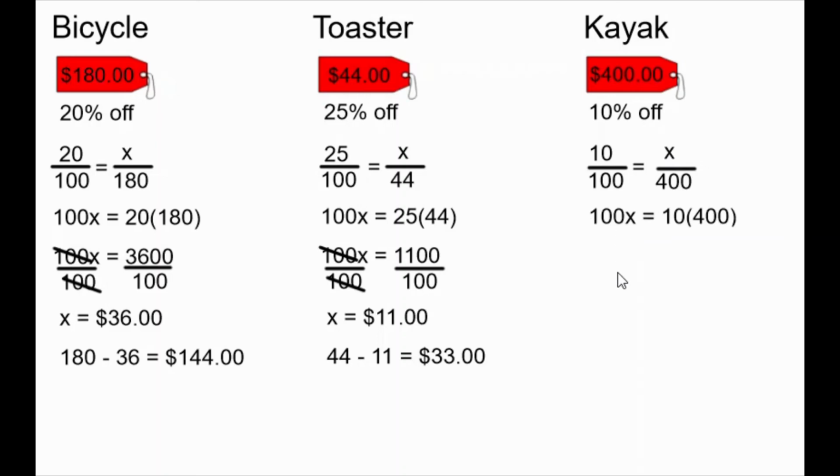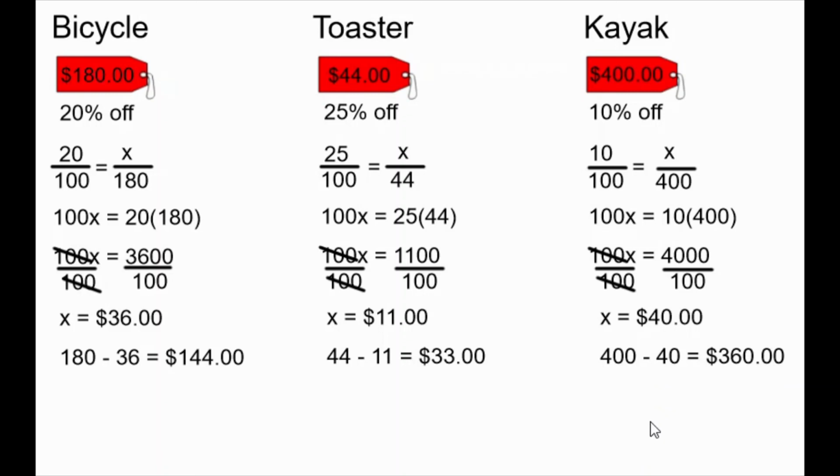We simplify the right side, we have 100x equals 4000. But we have to isolate our variable, so we divide both sides by 100. These hundreds cancel. X is now isolated and is equal to 4000 divided by 100, which is $40. That's how much we're saving. But we have to subtract it from the original price to see how much we're paying. 400 minus 40 is 360, so we will be paying $360 for the kayak.